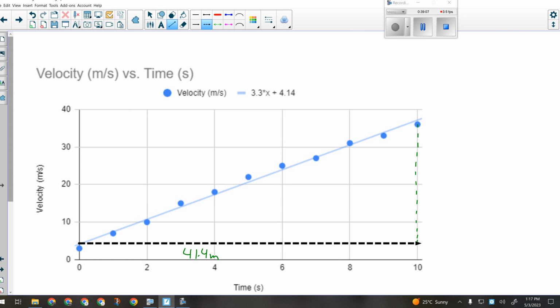Okay, but I don't want from the x-axis, I just want from 4.14. So if I want to calculate that height, I just don't add on 4.14. If I take that slope and I multiply by 10 seconds, that would tell me the height of the triangle, right? Because I only want the triangle, I don't want the area under it. All right, so 3.3 times 10 gives me a height of 33 meters per second. So now I can go 33 times 10 divided by 2. Okay, so that'll give me 16.5.